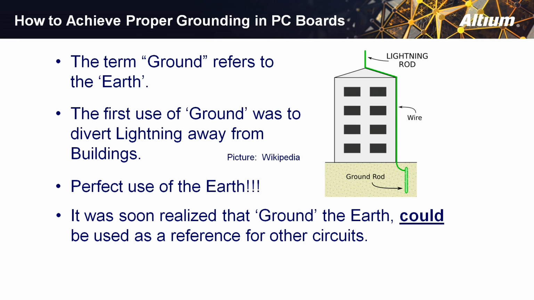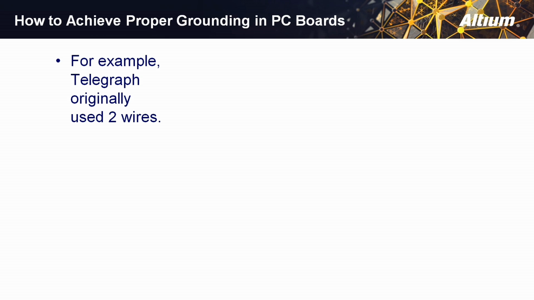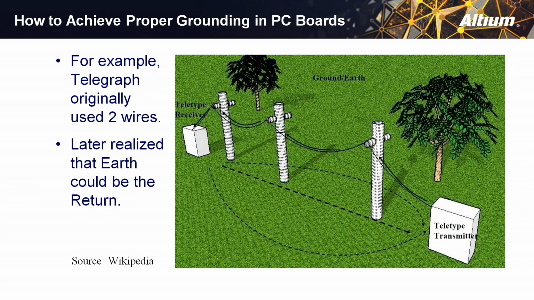It was soon realized that we could use earth or the ground as a return for other things. For example, in the early days of telegraph, they had two wires running between all the poles. And at one point, someone realized that by hooking up the internal circuits ground to the box, sinking the box deep into the earth, they could use the earth as a return path for telegraphy. Well, needless to say, when you can string one wire instead of two, this is a massive cost savings. And so from that point on, all telegraph that was strung throughout the world simply used a single wire.